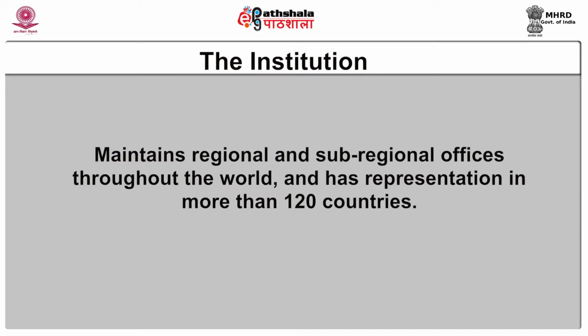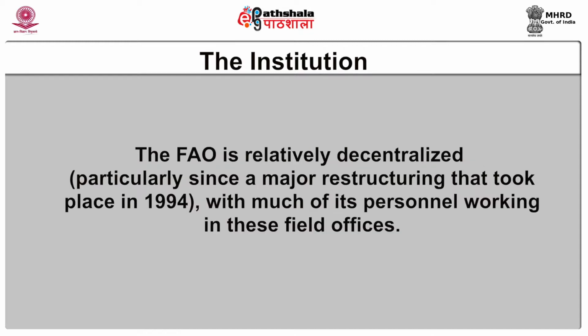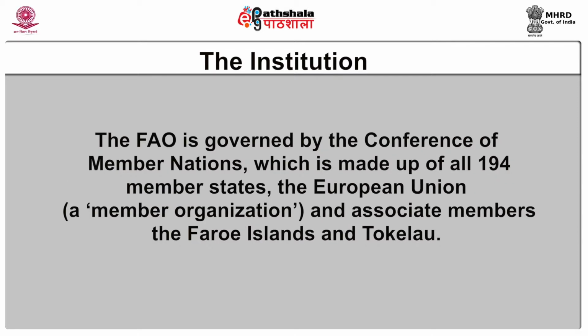Now, let us look at the institution. The FAO is headquartered in Roma, or Rome, Italy. It also maintains regional as well as sub-regional offices throughout the world and has representation in more than 120 countries. The FAO is relatively decentralized, particularly since a major restructuring that took place in 1994, with much of the personnel working in these field offices. The FAO is governed by the Conference of Member Nations, which is made up of all 194 member states.